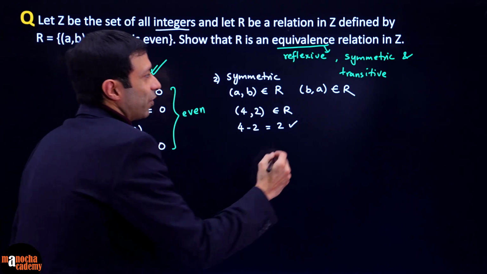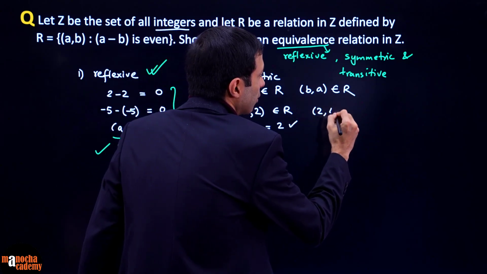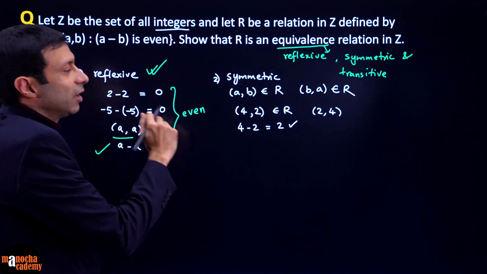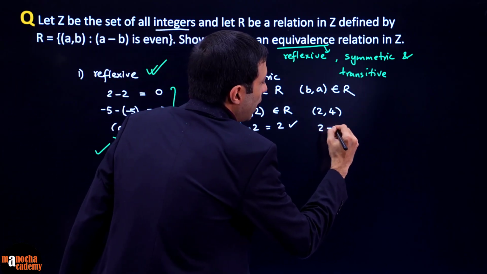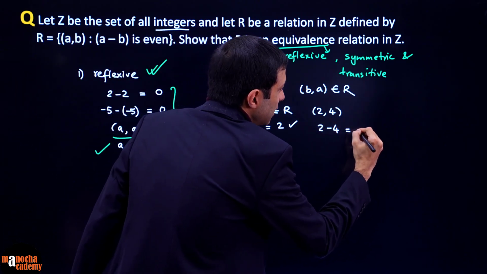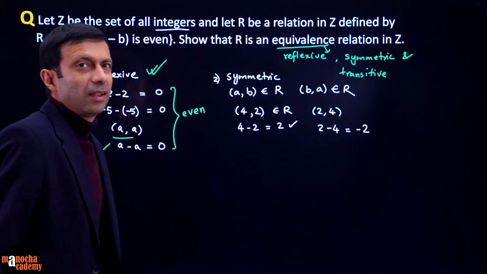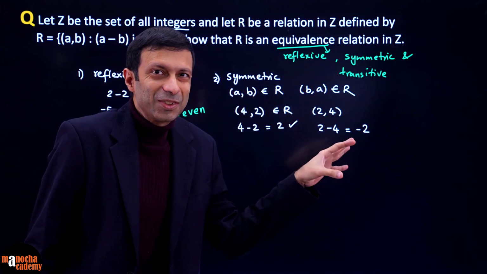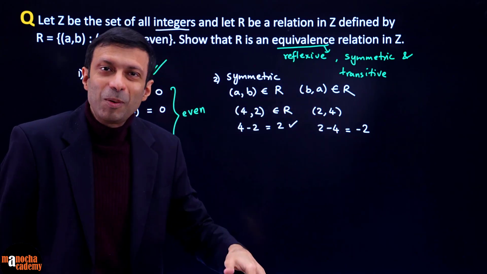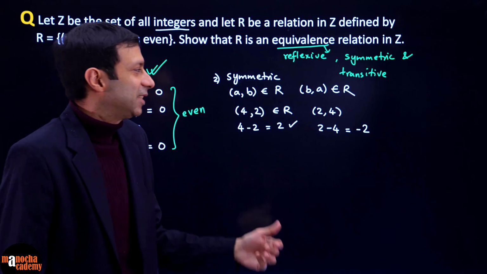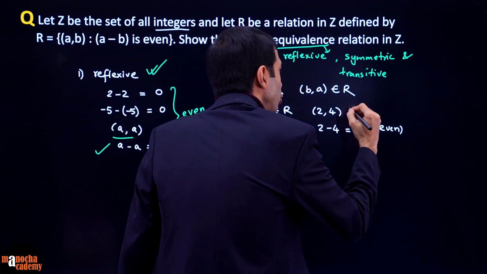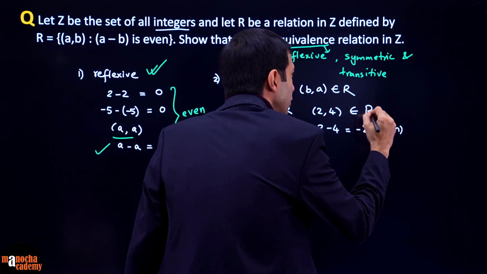So if I check (2, 4), is it belonging to the relation? It should satisfy this condition. Here we have 2 minus 4, which is minus 2. Now is minus 2 an even number? Don't get scared when you see that negative sign. Minus 2 is divisible by 2, right? So it is even. Therefore (2, 4) is also part of the relation.